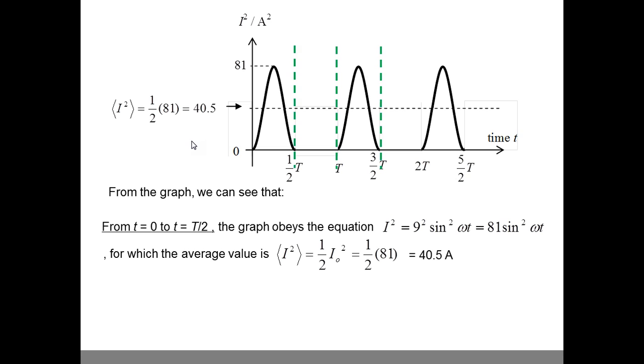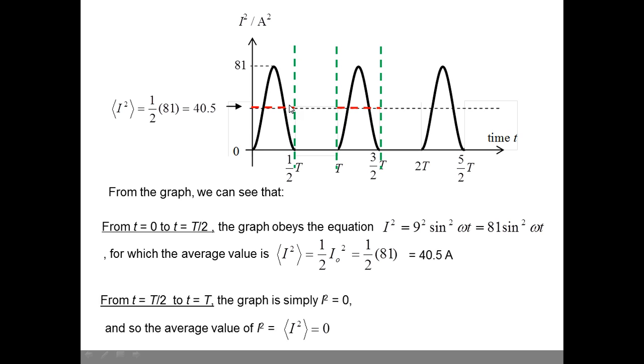Well, let's divide it into parts. If you look at time 0 to T over 2, the wave did not change at all. So we can safely say that for this period of time, the mean square current is 40.5, as before. In the other half, the second half, the current becomes 0, the current squared becomes 0. We can then say that the mean square current becomes 0.